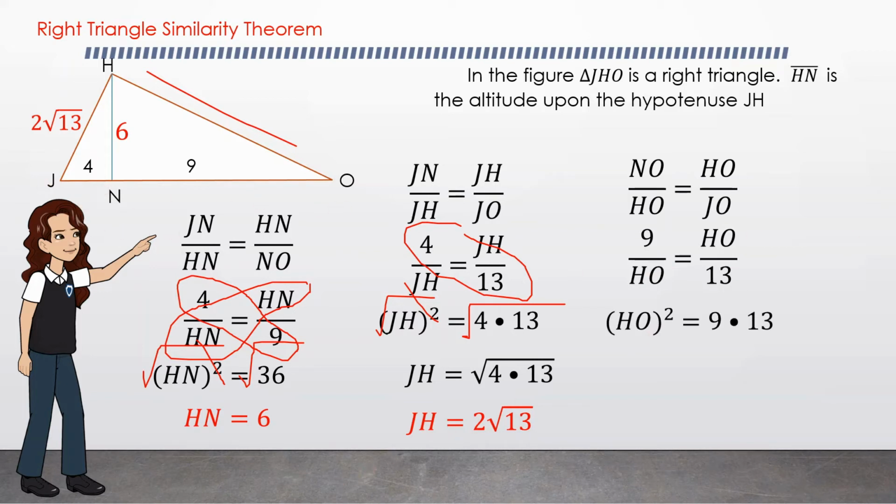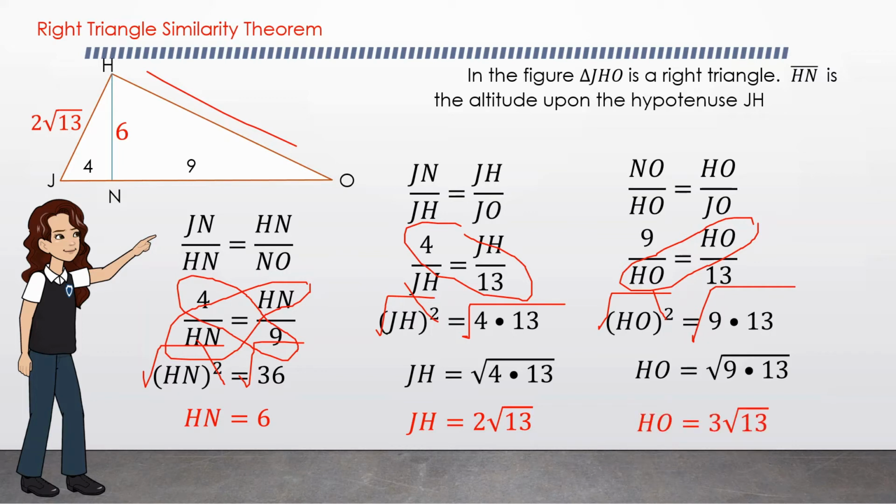So, kabuuan, 9 plus 4 is 13. And then next, we need to multiply cross product. So, HO times HO is HO squared is equal to 9 times 13. So, extracting the square root, we need to square root both sides, cancel. So, we have HO is equal to the square root of 9 times 13. And the square root of 9 is 3. So, HO is 3 square root of 13. So, we have the measurement now. HO is 3 square root of 13, the JH is 2 square root of 13, and the altitude is 6. So, we have complete now.